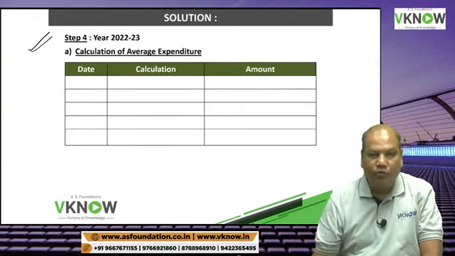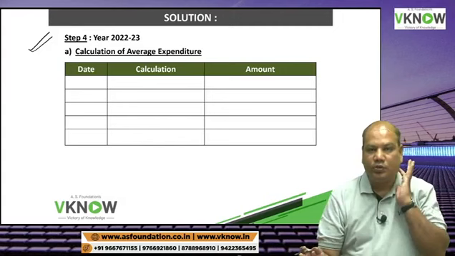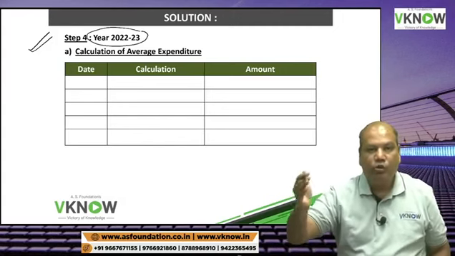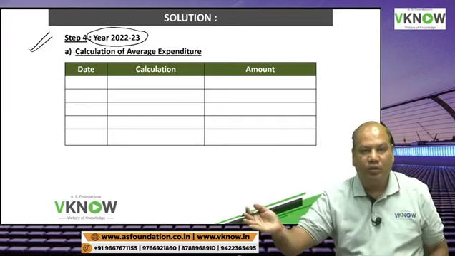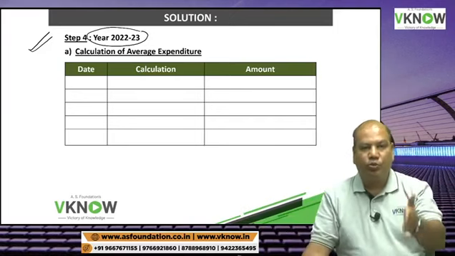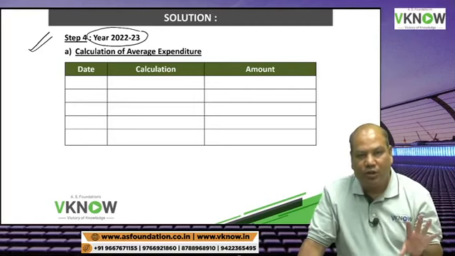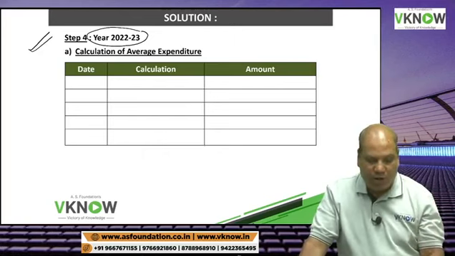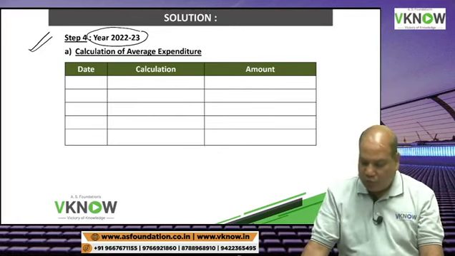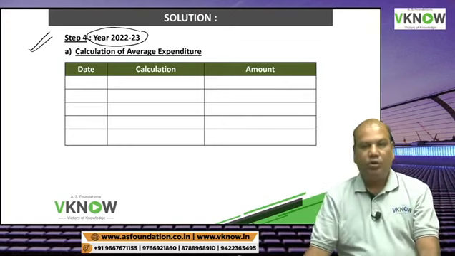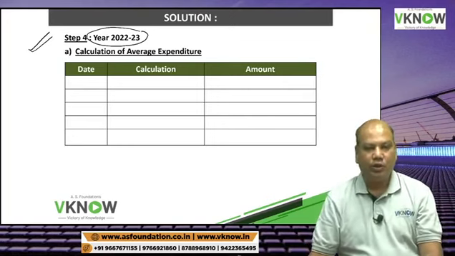Step 4. This question has two parts. First year, second year. We will do calculation year by year, because we have to close the books of account after every 12 months. So therefore, for first year, we will do the calculation separately. Second year, we'll do calculation separately. So write down year 22-23.